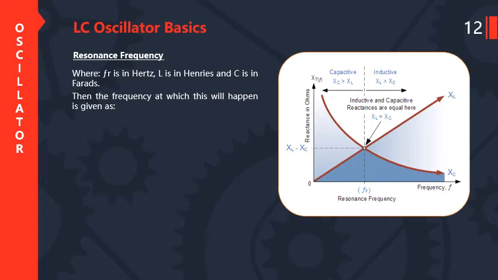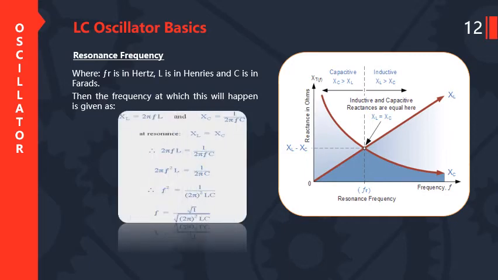Then the frequency at which this will happen is given as XL is equal to 2 pi FL and XC is equal to 1 upon 2 pi FC. At resonance XL is equal to XC, so 2 pi FL is equal to 1 upon 2 pi FC. Putting in both values, 2 pi F square L is equal to 1 upon 2 pi C, then F square is equal to 1 upon 2 pi square into LC.